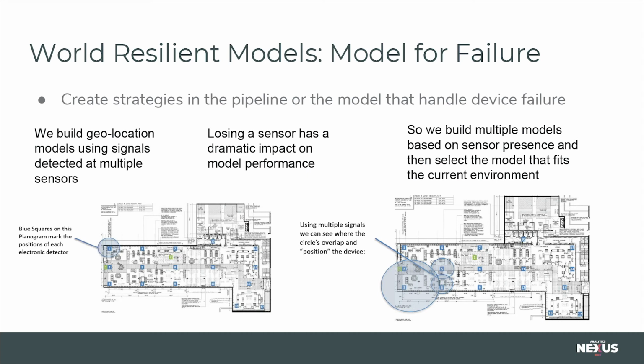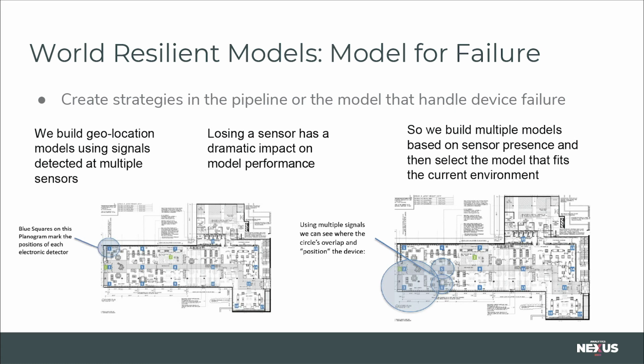All right, last point I have about world resistant models, and I've already talked a little bit about this, but I want to highlight some of the techniques we use because I think they're really interesting and worth knowing. I call this modeling for failure. So to give you a little sense of what I mean here, think about a location. So you've got a building, and we deploy a bunch of sensors to track people through the building.